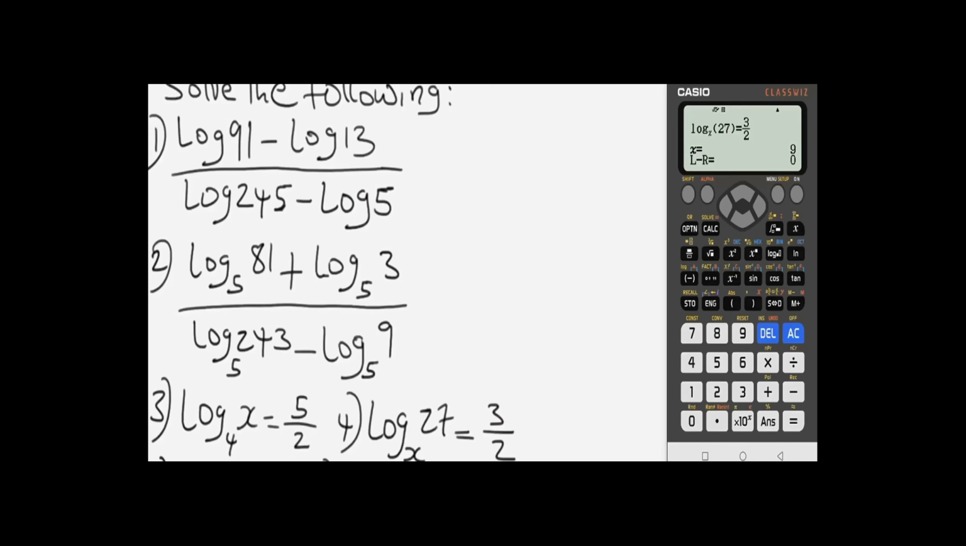So guys, this is basically how you can do problems involving logarithm using this Casio Fx-991 Classwiz scientific calculator in seconds for multiple choice questions. Hope you learned something interesting from this video. Let's quit the video here, guys.